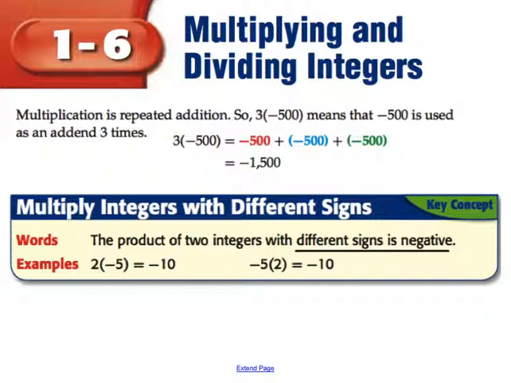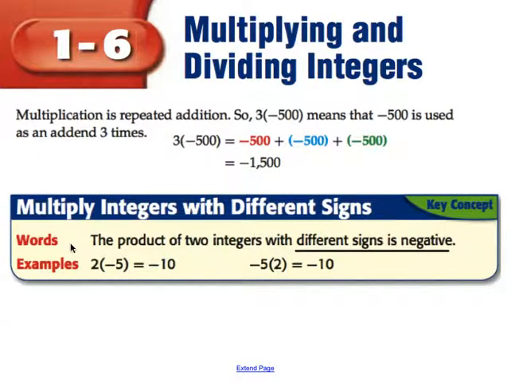And we're going to start out, multiplication is just actually repeated addition. So when we say 3 times negative 500, that means that 3 is multiplied by negative 500, or that negative 500 is used as an addend 3 times. What that means is it's negative 500 plus negative 500 plus negative 500. We can do that in our head and get negative 1500.